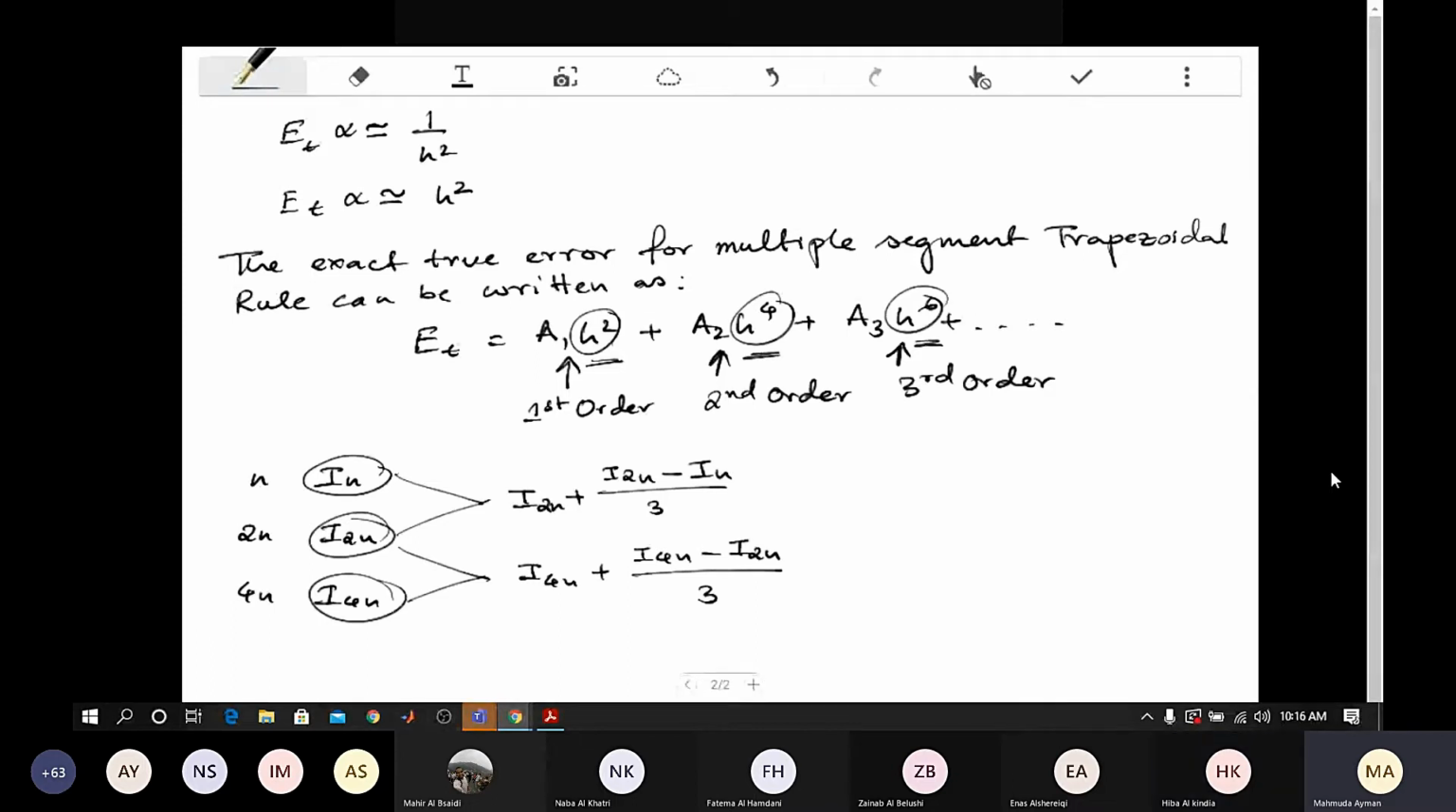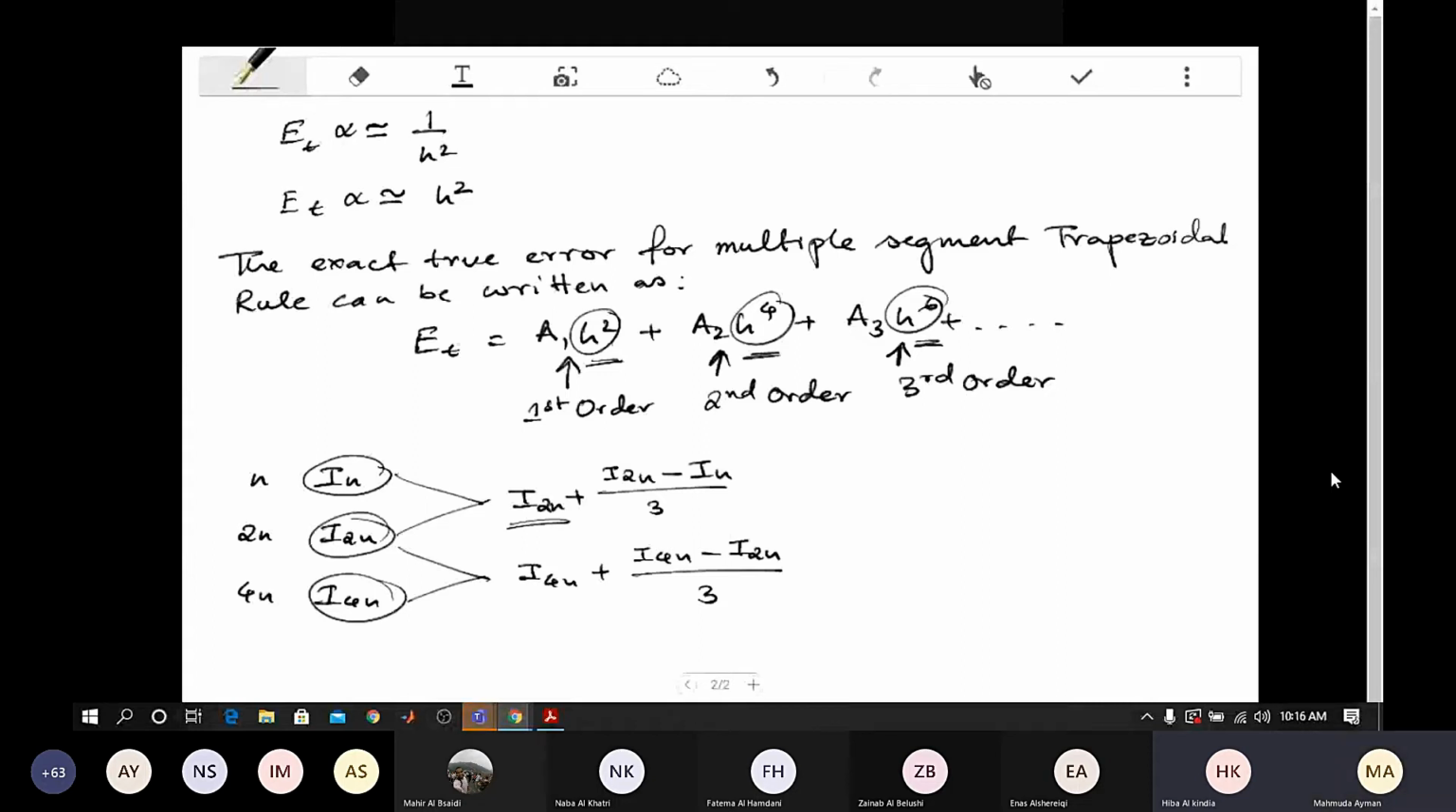Yes. Why do you use I of 2n? Why not I of n? For which one here? For this first one here? No. You wrote I of 2n plus I of 2n minus I of n divided by 3. Why did you add I of 2n to the I of 2n minus I of n divided by 3?